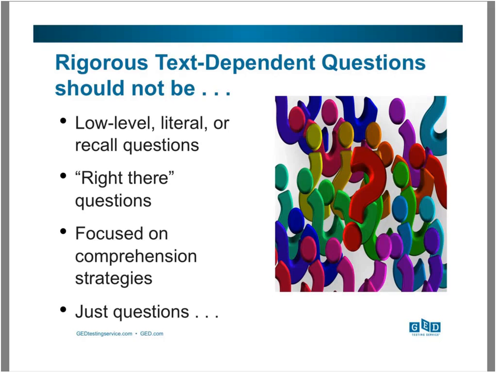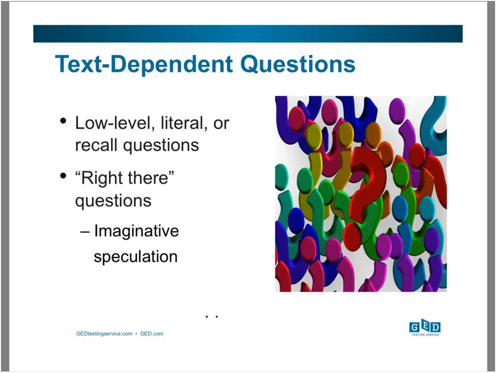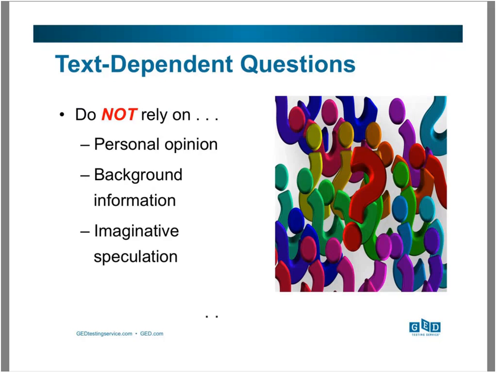So rigorous text-dependent questions should not be low-level or simply recall questions where there happened to be a word in the script or the text and I can just pull it there. They shouldn't all be right-there questions, because oftentimes the answer is not the second phrase in paragraph 2. The other thing is a text-dependent question needs to focus on comprehension strategies, so our students have to closely read. They shouldn't be questions that don't require students to reach further for meaning.